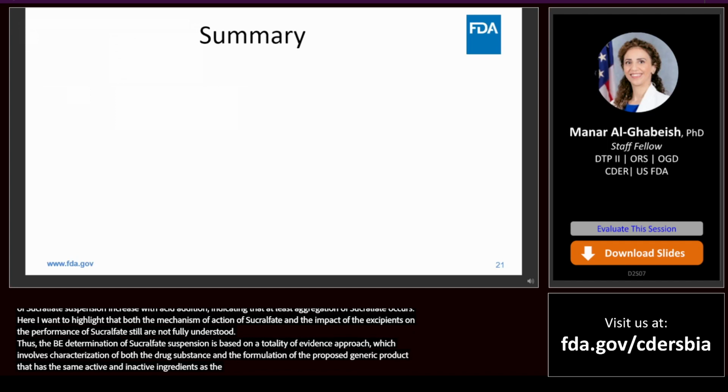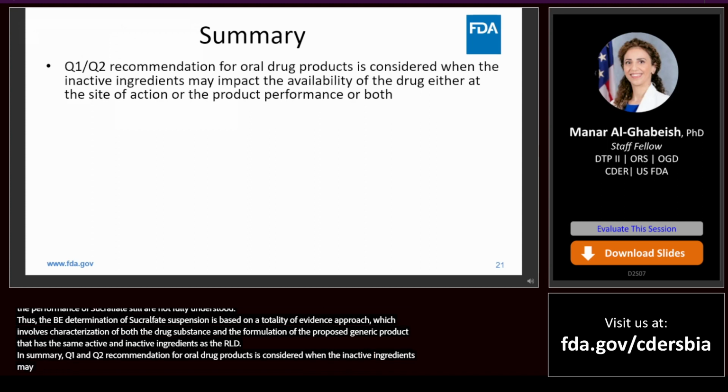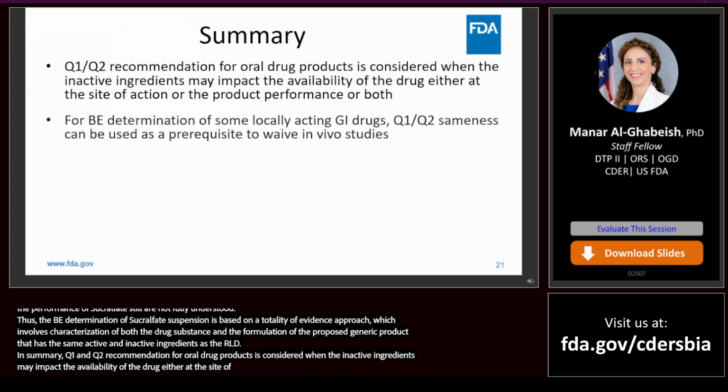In summary, Q1, Q2 recommendation for oral drug product is considered when the inactive ingredients may impact the availability of the drug either at the site of action or the product performance or both.